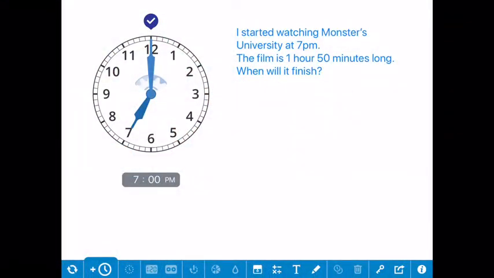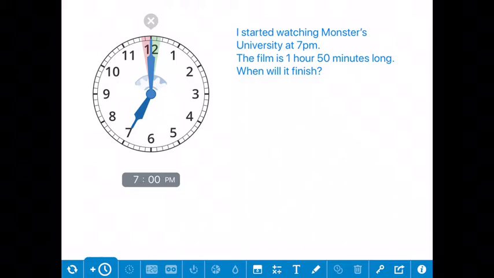Okay, let's start with a reasonably simple one. I started watching Monsters University at 7 p.m., so 7 o'clock in the evening. The film is 1 hour and 50 minutes long. When will it finish? So, I'm wanting to move into the future, so I'm wanting to move forwards in time by 1 hour and 50 minutes.